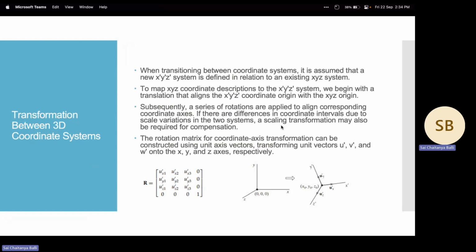If there are differences in coordinate intervals due to scale variation in the two systems, a scaling transformation may also be required for compensation. The rotation for coordinate axis transformation can be constructed using unit axis vectors, transforming unit vectors u dash, v dash, and w dash on xyz axes respectively.